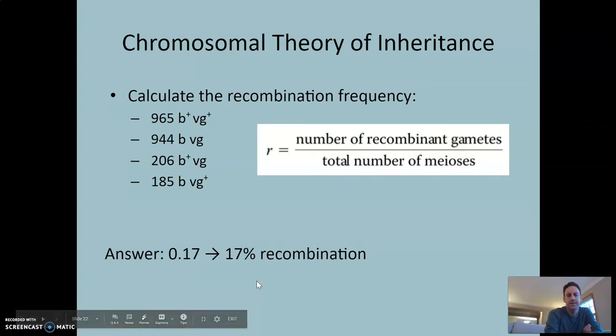Now these are often expressed as a percent. Basically, we just calculated that there is 17% recombination. So these two recombinants divided by the total are about 17%.